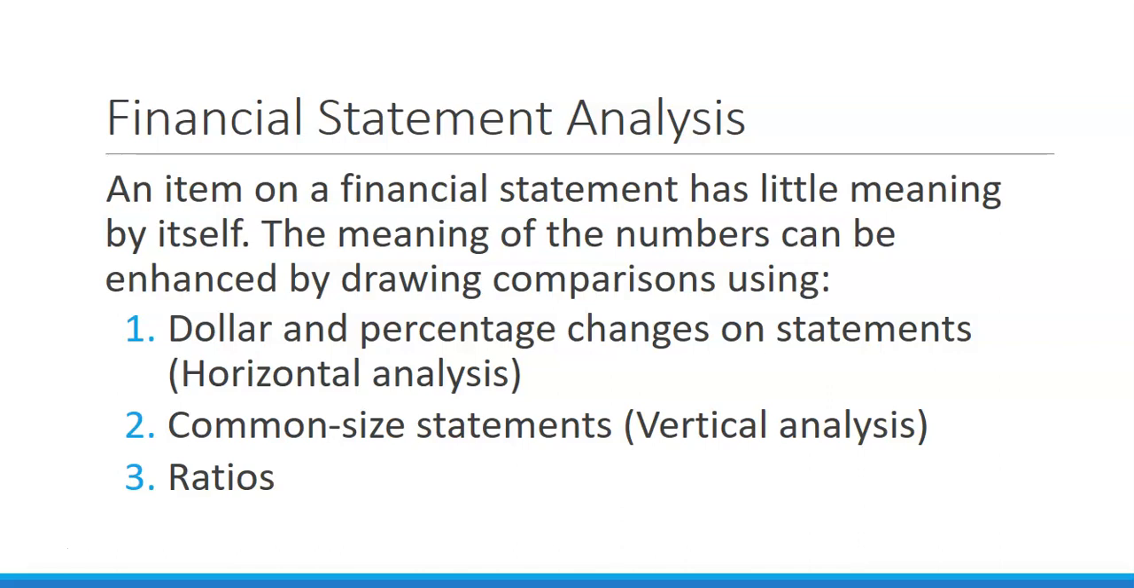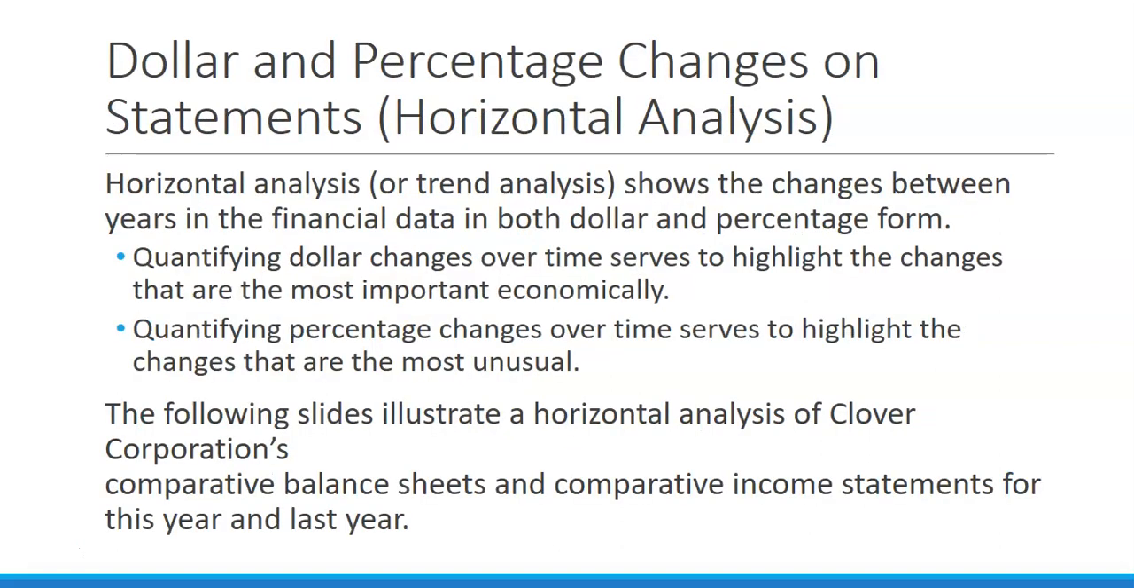So the three main types of financial statement analysis are horizontal analysis, or dollar and percentage changes on statements, vertical analysis, which is a common size statement, and ratio analysis. The dollar and percentage changes on statements, or the horizontal analysis, shows us trends from year to year. This gives us information about what is increasing or decreasing for a company from year to year. So this shows information about 1 year to the next year.